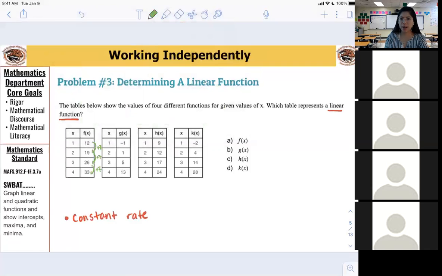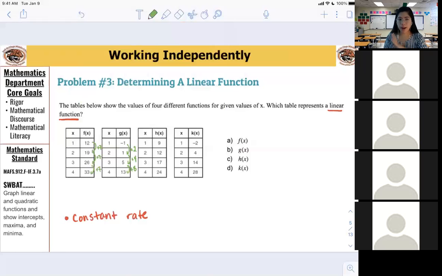So does that have a constant rate? Yes, it does. Now, if you tried this with each of the other tables, what happens? Plus 2, plus 2, plus 4, plus 8. Definitely not constant. So you're really just looking for that pattern. You're looking for that constant rate.